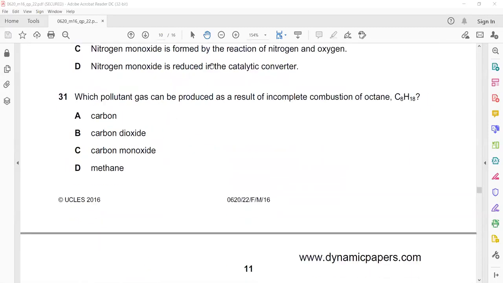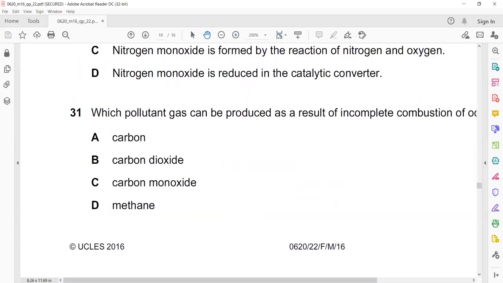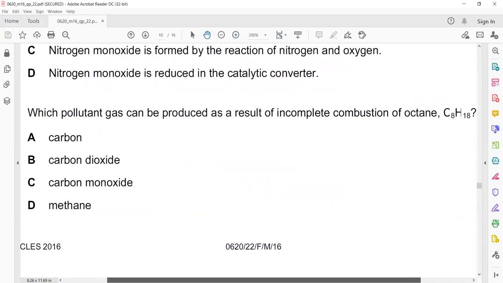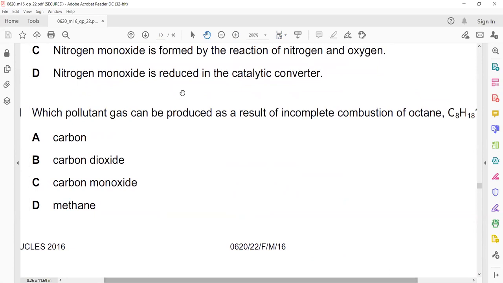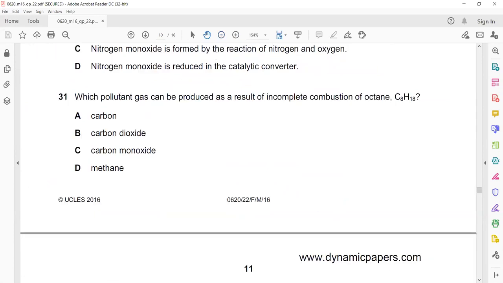Question 31. Which pollutant gas can be produced as a result of incomplete combustion? If we are not able to burn it completely, which pollutant gas? Carbon dioxide is by complete combustion. Methane is not produced by this reaction. Carbon is also produced in incomplete combustion, but the question specifies a gas. If a solid was asked for, then carbon would be the answer.